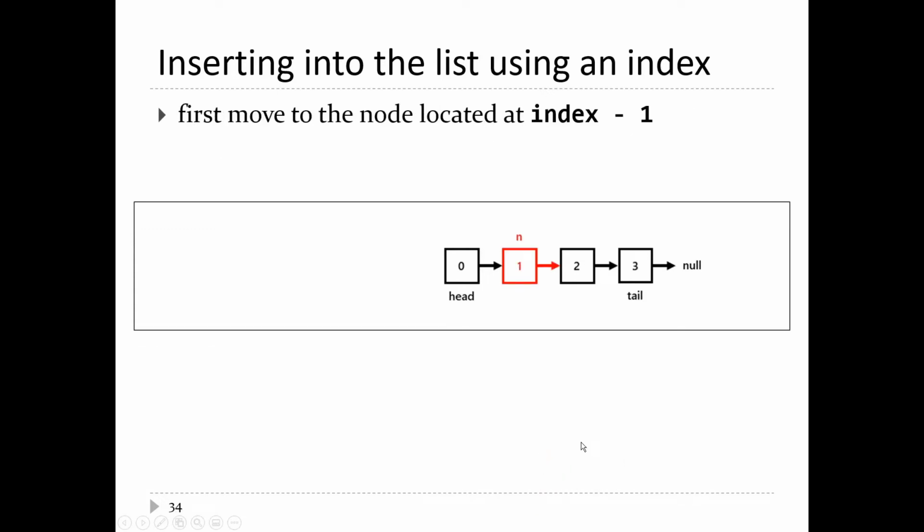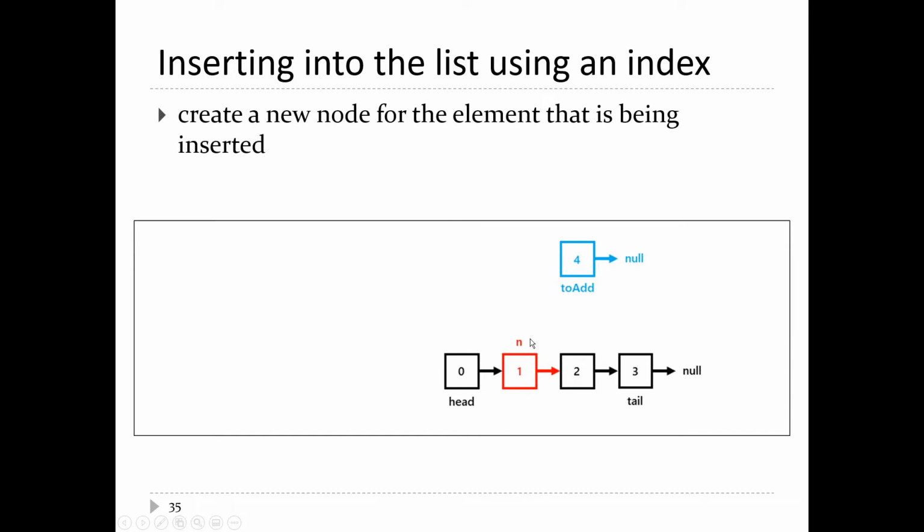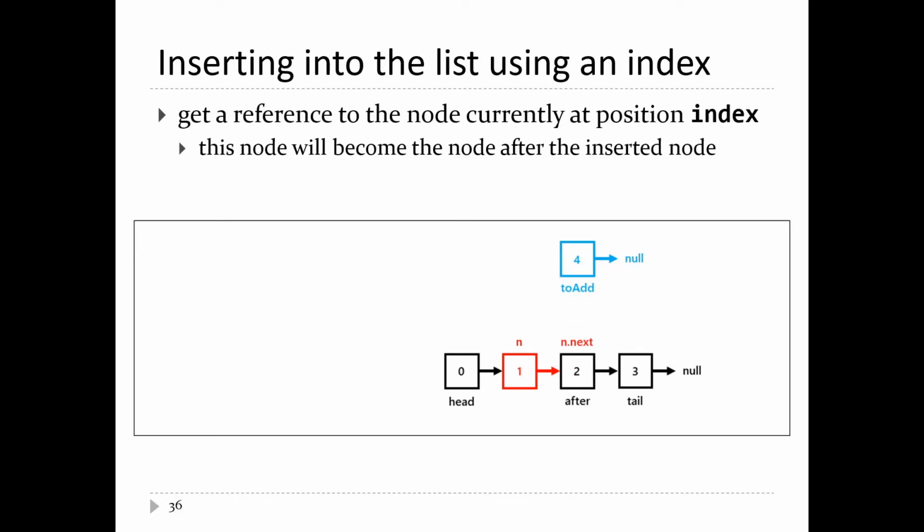So to insert into the list using an index, we first move to the node located at index minus 1. And we're going to call that node n. We're going to create a new node for the element that's being inserted, and we're going to call that toAdd. We want to get a reference to the node that's after n. Right? So we follow n next. We're going to call that node after. We want to do that because we want to join the node toAdd to the node after. Right? So that node becomes the node after the inserted node.